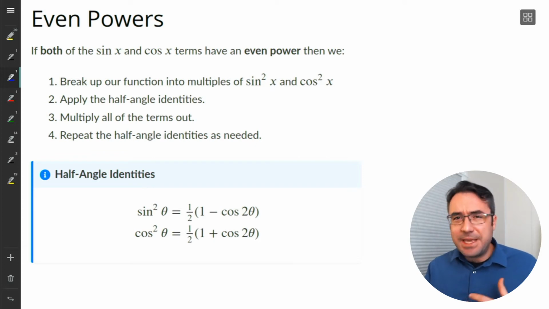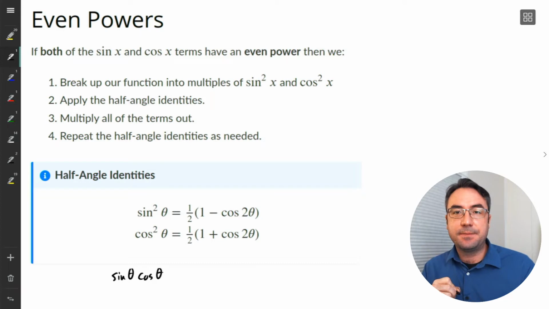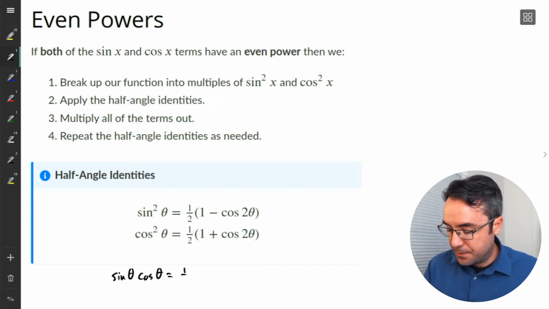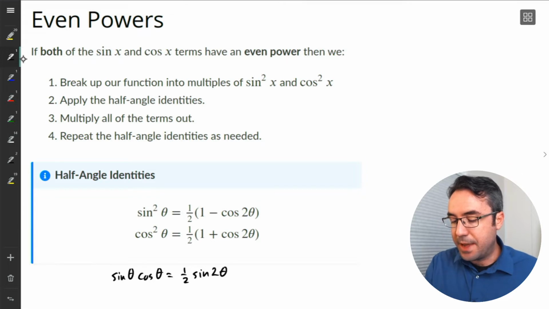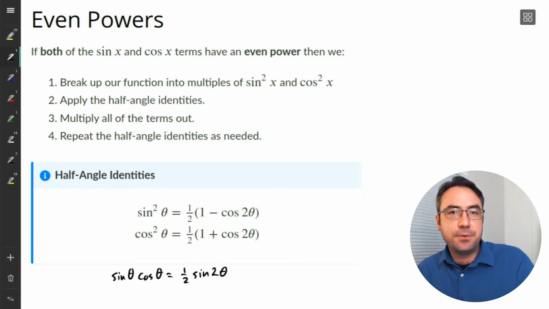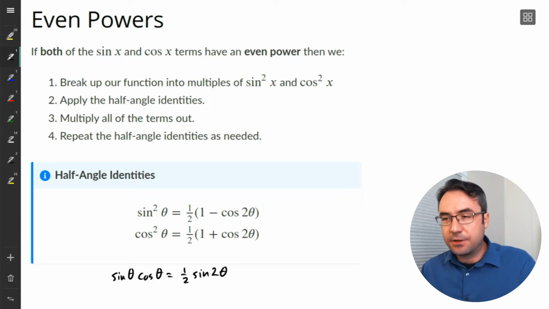One other one that we may use from time to time, probably won't use it too much, but it's related to these, is sine theta times cosine theta is equal to 1/2 times sine of 2 theta. So that's another one that we may use, might be helpful to at least remember is out there, to have at our disposal. All right, so these are the half-angle trig identities that we're going to be using for these even powers.